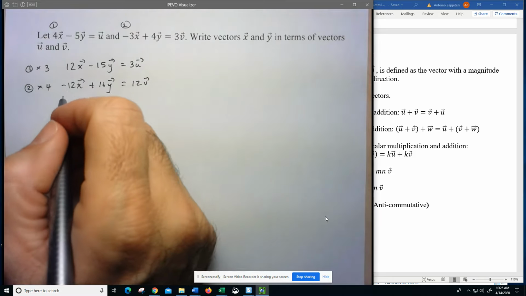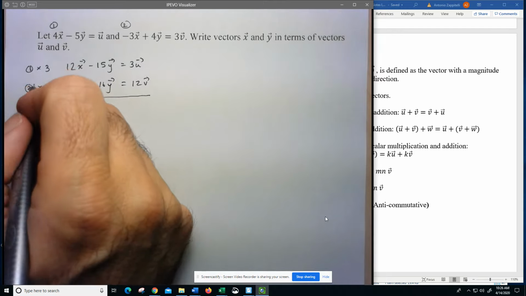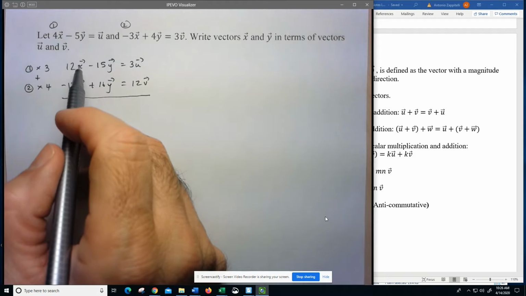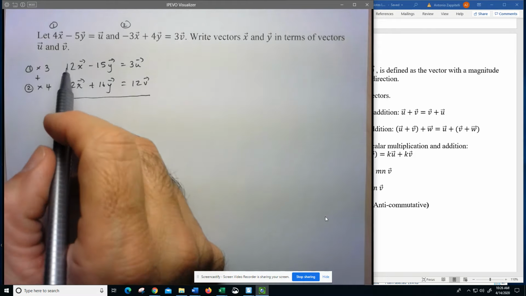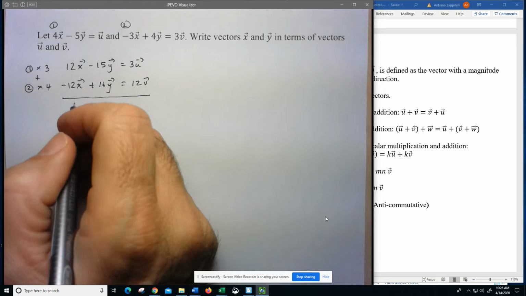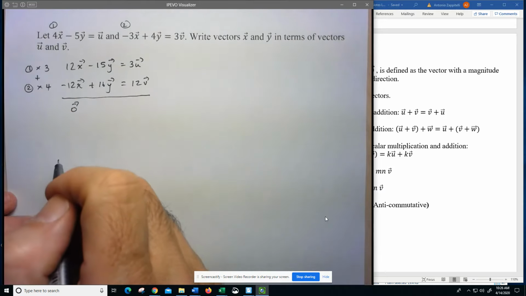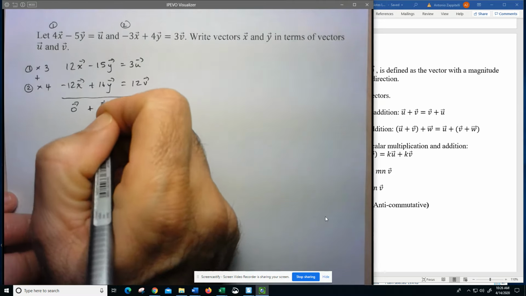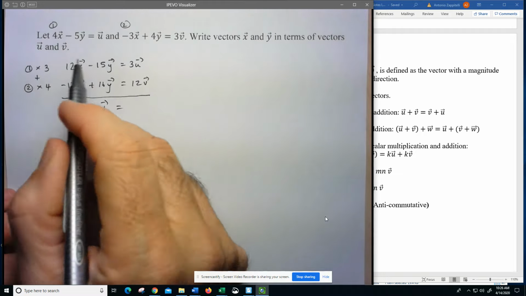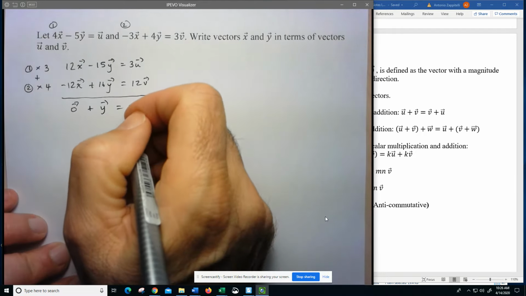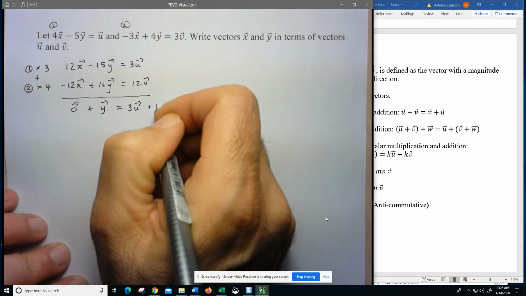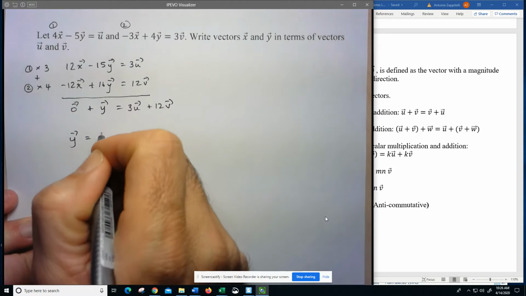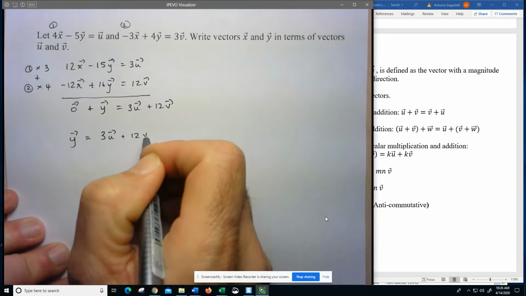And now as I do in elimination, I'm going to add these two together. So 12x plus negative 12x, that's 12 times vector x minus 12 times vector x. That's just going to give me the 0 vector. Negative 15y plus 16y is just going to give me vector y. And on the other side, we get 3u plus 12v. And look what I now have. I now have y written in terms of u and v.